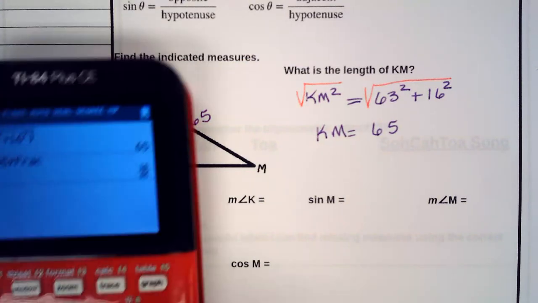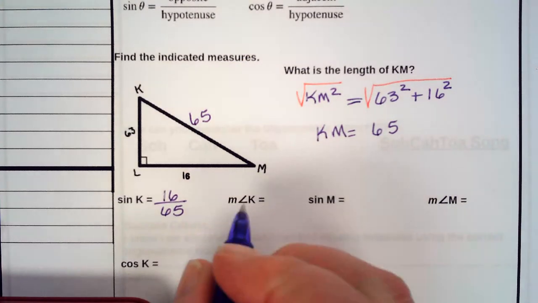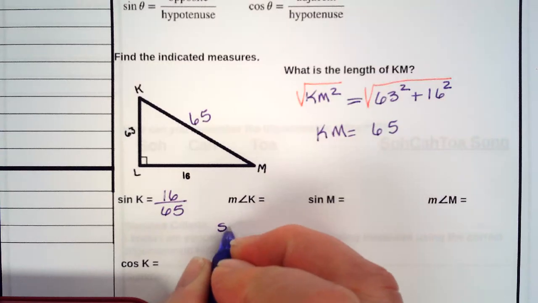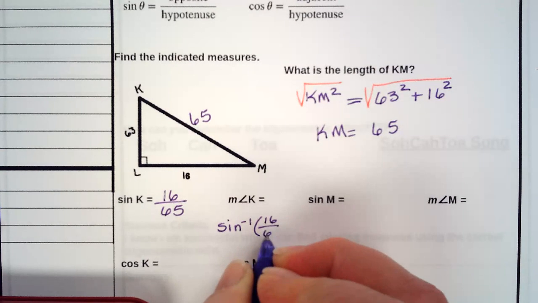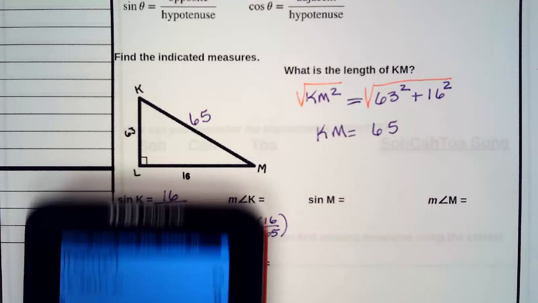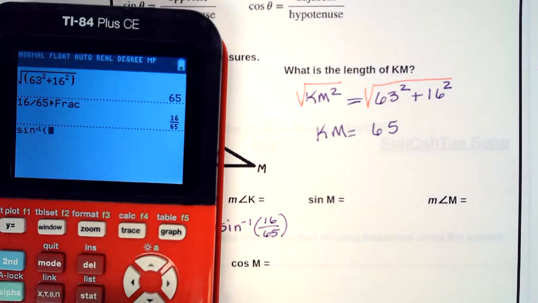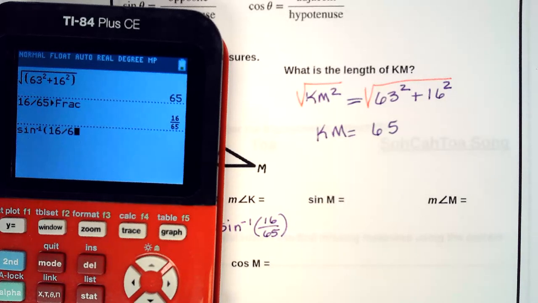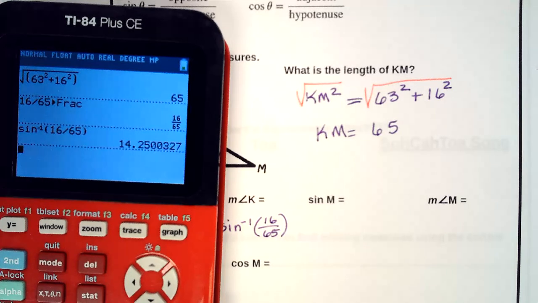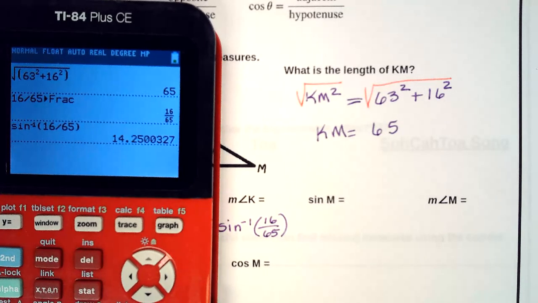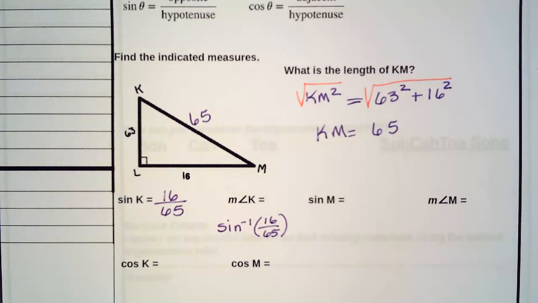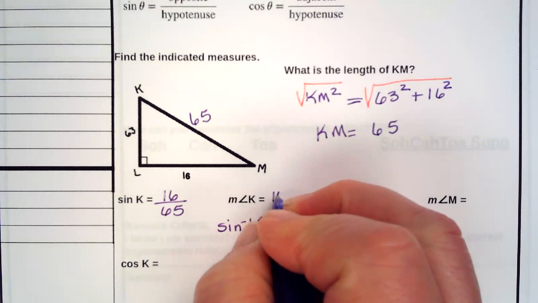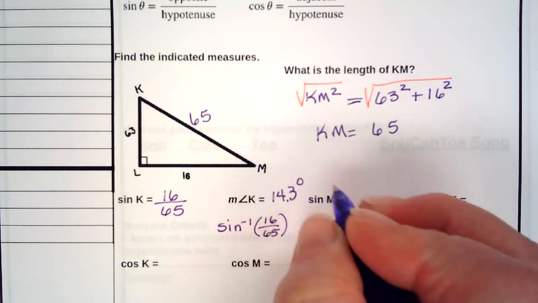For the measure of angle K, this time, instead of tangent inverse, I'll use the sine inverse of 16 over 65. So second, sine, 16 divided by 65. Close it off, and I get 14.25, which is about 14.3 degrees.